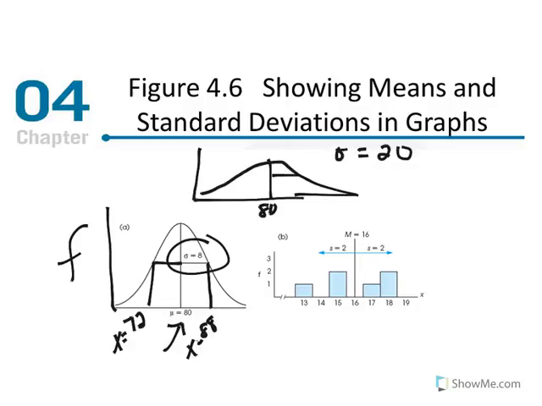So if we went up one standard deviation unit, that would put us at a score of 100. And if we went down one standard deviation, that would put us at a score of 60. So you see that the range of scores is much larger than when the standard deviation is smaller. Here it was equal to 8, here it's equal to 20.